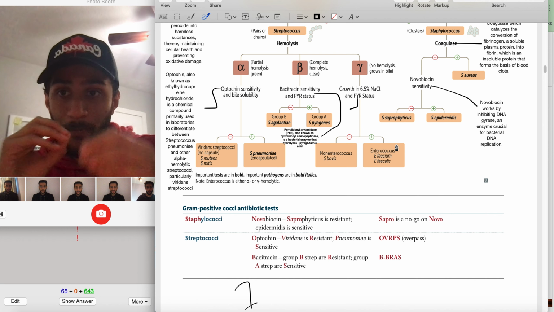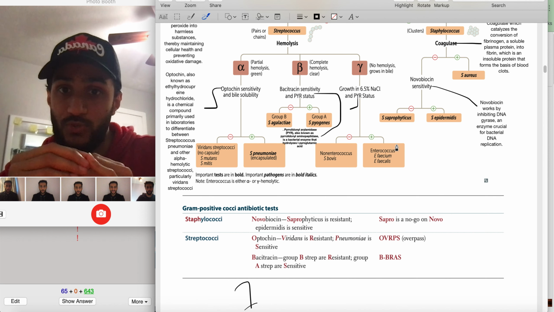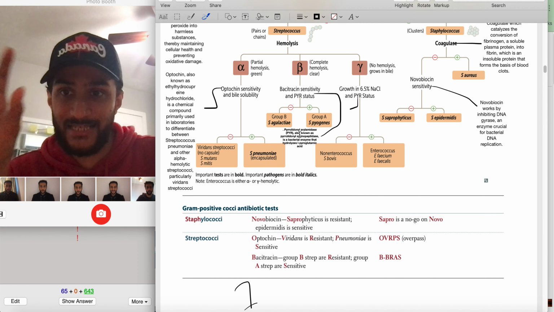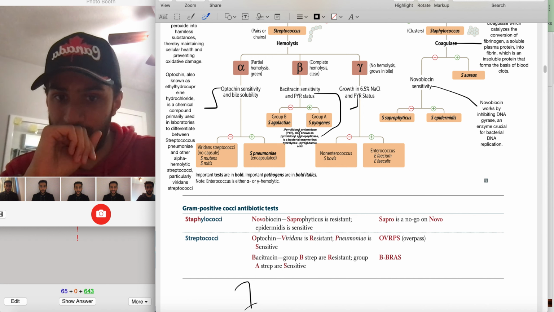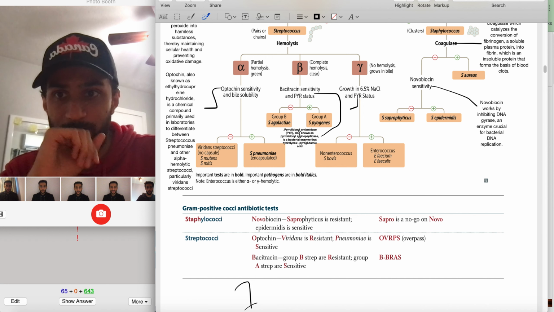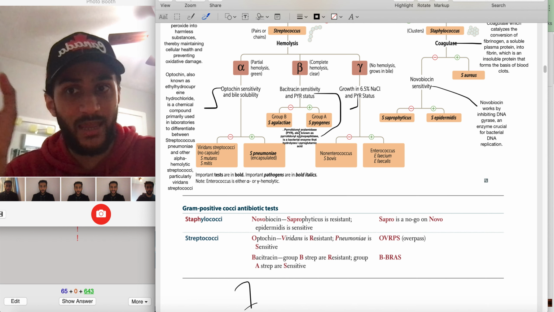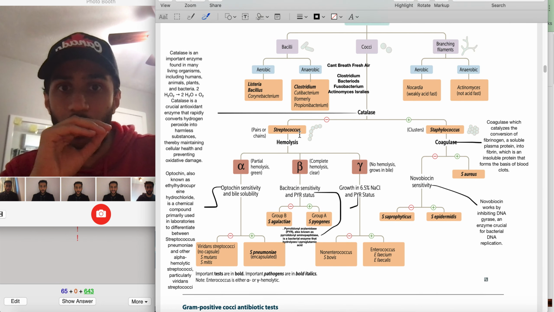But then we can come into optochin or the bile solubility. That's going to be our Strep pneumo. The main one is going to be sensitive, whereas our viridans is going to be resistant. And then we can come into bacitracin and again PYR status. That's going to be sensitive for our group A streptococcus, but it's going to be negative for our group B streptococcus, resistant over there. So that was basically the overview.